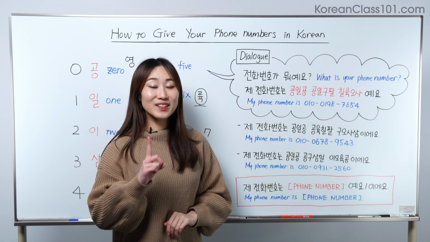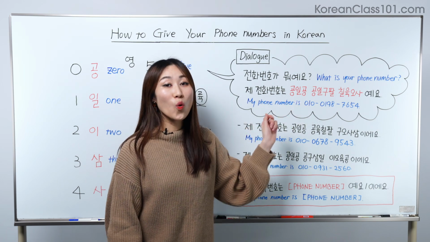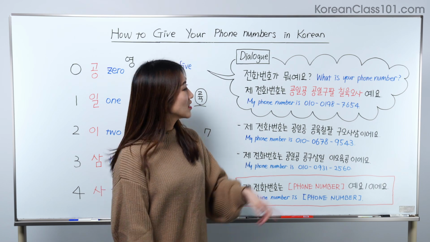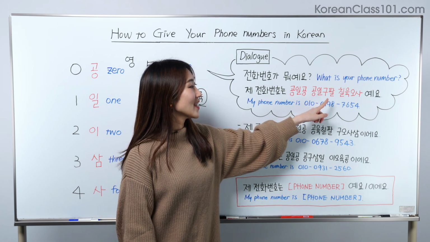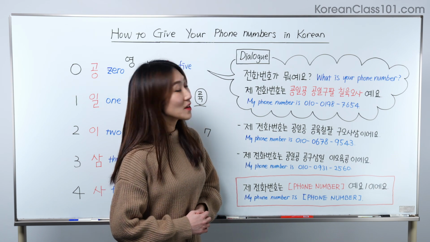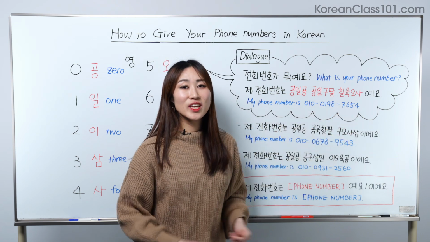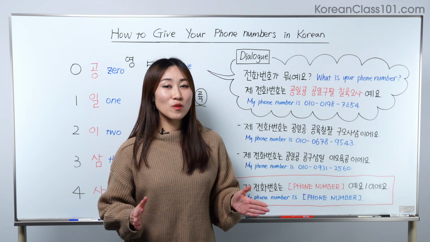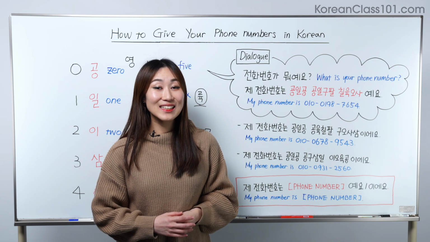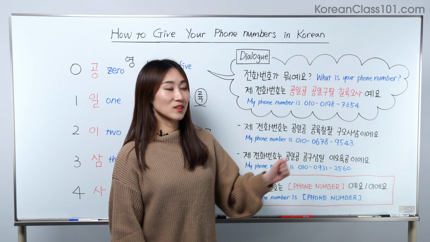010, we just learned that: 공일공. 0198. 7654. 예요 is also from the verb 이다, meaning to be. So it can be translated as just it is.